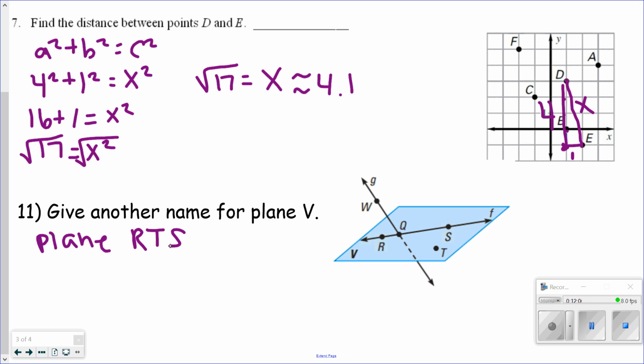Let's do one more. Actually, that looks like that would be it. Those are the only points. So I'll erase that. Just plane RTS. Actually, that is a lie. Plane, how about QST? That one works too. QST are not collinear and they're on the plane.